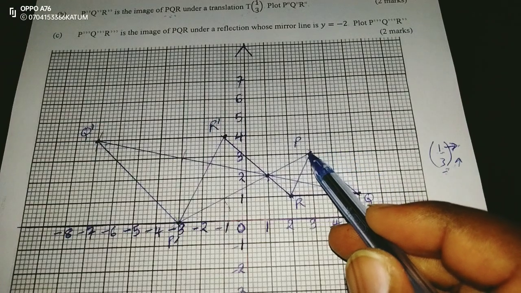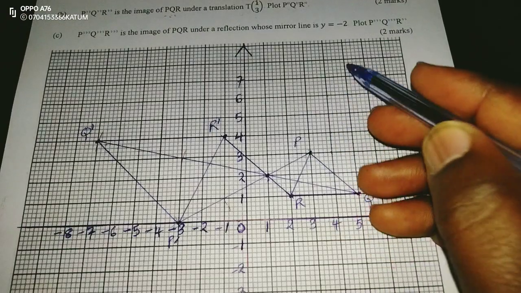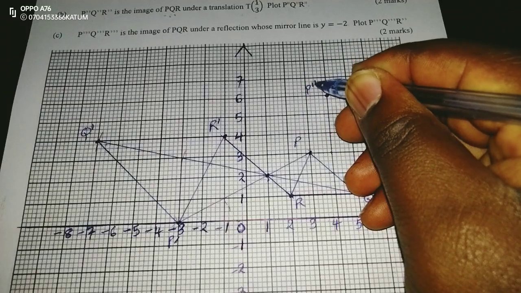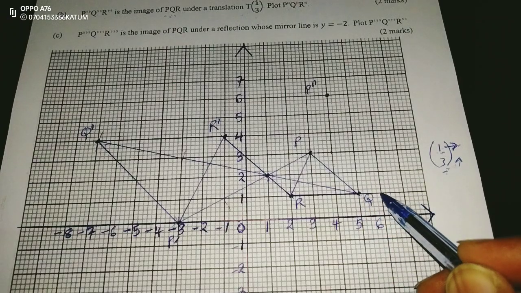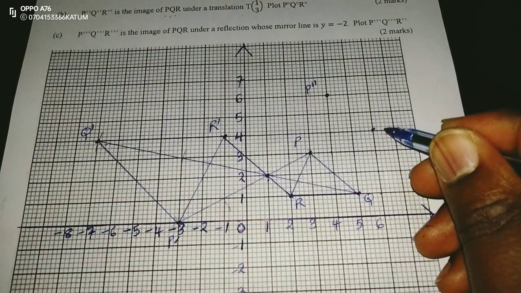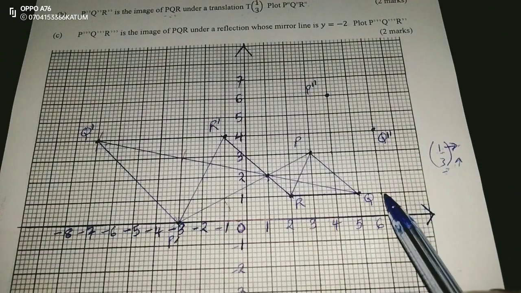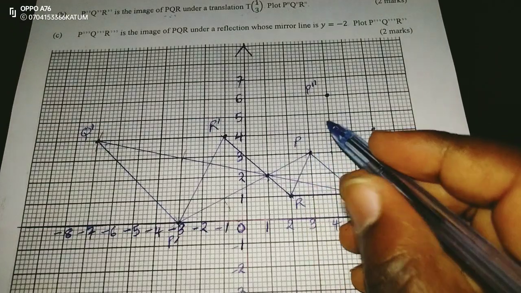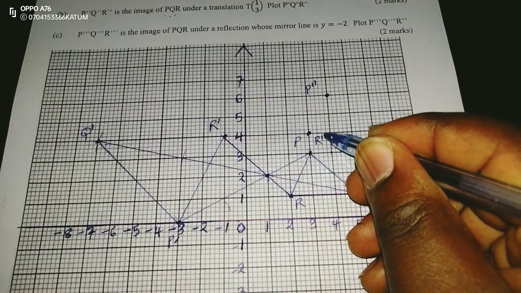Therefore, we start with P, 1 unit right, then upwards 3 times: 1, 2, 3. This is where we're going to find ourselves. So P double prime is found there. The other one is Q. We just move once to the right, but thrice upwards: 1, 2, 3. Q double prime. And finally, R. We just move once to the right, then 1, 2, 3 upwards. So R double prime is going to be found here.